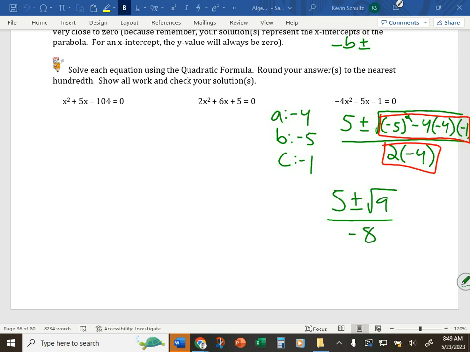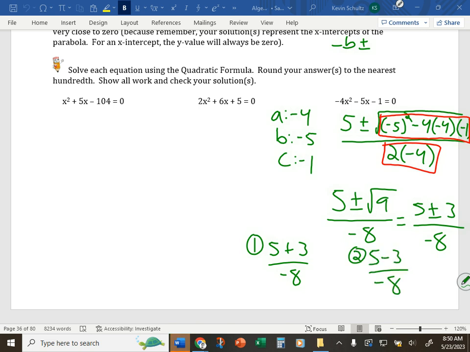We're not ready to split it up into 2 equations just yet. What is the root of 9? Equals 3. So this becomes 5 plus or minus 3 divided by -8. Woo! See, opportunity for a mistake. Don't carry that sign over, right? -8. And so now we make up our 2 equations to solve here. We incorporate that plus minus sign. Our first equation is going to be 5 plus 3 divided by -8. And our second equation is going to be 5 minus 3 divided by -8.